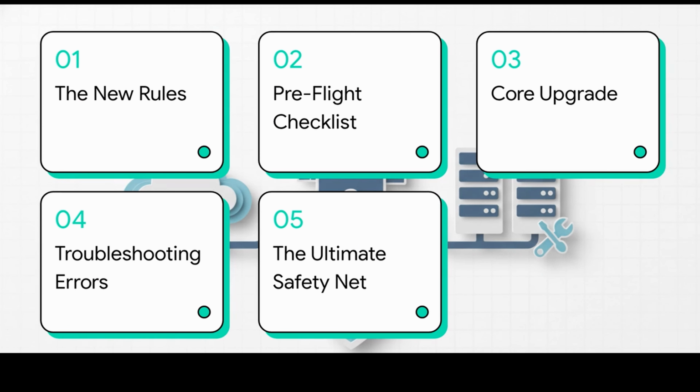So to make sure you can do this with your eyes closed, we've broken it all down into a 5-part playbook. We're going to start with the new rules, run through a super important pre-flight checklist, then walk through the core upgrade itself. After that, we'll learn how to fix the most common error you might see, and finally, I'm going to show you the ultimate safety net for a completely worry-free rollback.